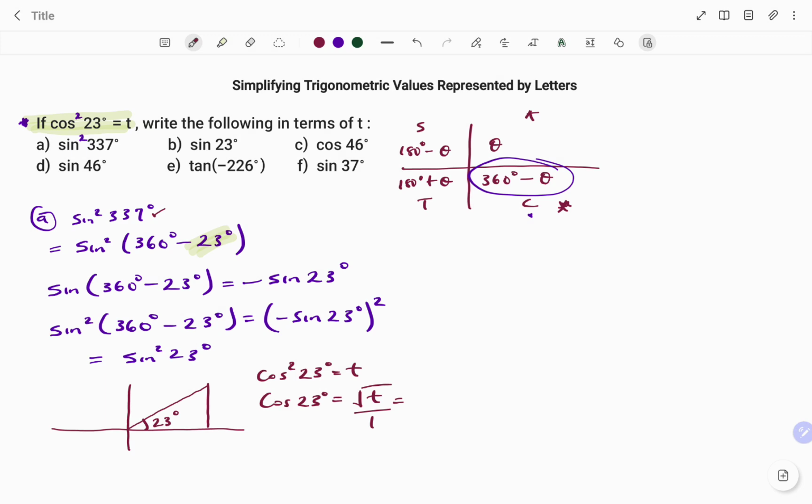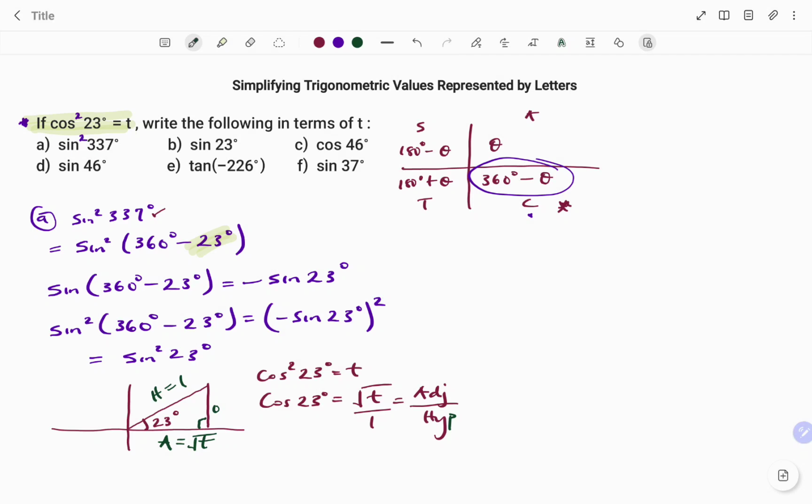Also, from our trig ratios, cosine is adjacent over hypotenuse. So if I go back to the diagram, the side facing my angle is my opposite. I'm going to correct that. The side facing the 90 degrees is my hypotenuse, and the third side is my adjacent, which is A. So if I'm filling in the values, I have cos 23 degrees equals adjacent over hypotenuse. Adjacent is now equal to root of t, and hypotenuse is 1.